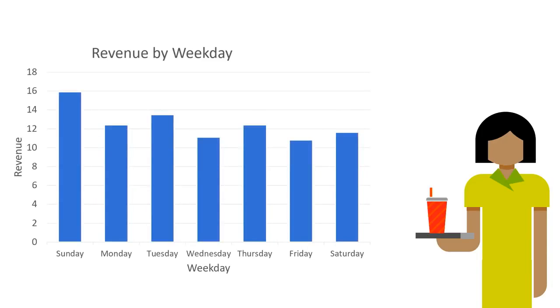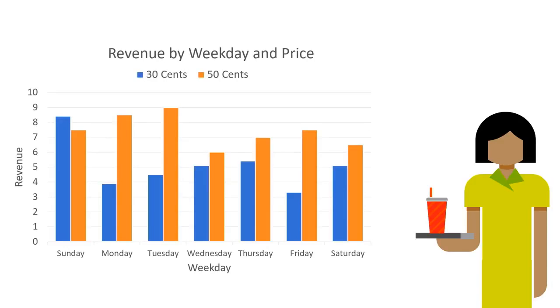This is a different way to show the same data. This is a bar chart, or in some tools it's called a column chart. Each bar along the x-axis represents a weekday, and the height of the bar up the y-axis indicates the revenue. Bar charts are often used to compare numeric values across categories. You can compare across multiple categorical variables by adding multiple series or conditions.